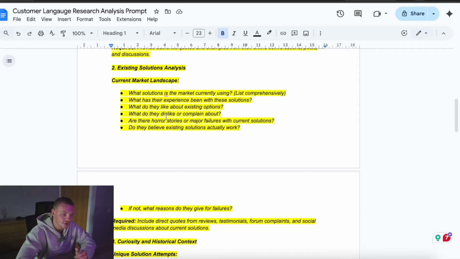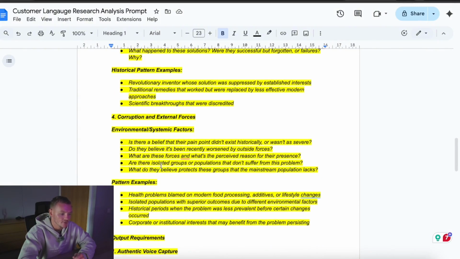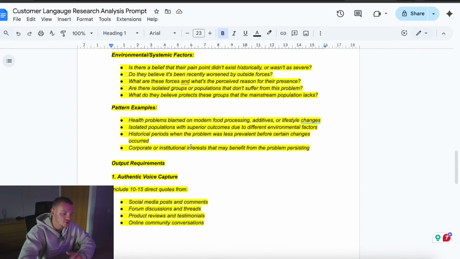We want to know what they've already tried. What's their experience been? What do they like about those options? What do they dislike or complain about? Are there then any horror stories? We also want to find out, has someone tried solving their pain points in a very unique or unconventional way? What were the results? And we've got a ton of stuff here. Is there a belief that their pain point didn't exist historically or wasn't as severe? We've got a bunch of stuff here.